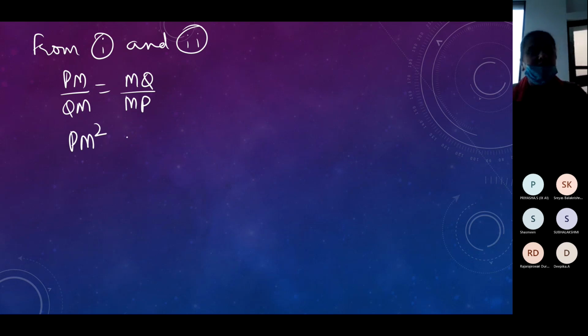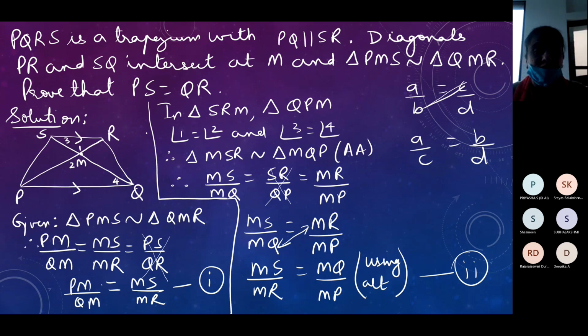PM square is equal to, now what is it that we'll have to prove? I forgot that. PS is equal to RQ. That means you should prove it's an isosceles trapezium. You will have to prove that PS is equal to QR, that the non-parallel sides are equal, meaning you'll have to say that it's an isosceles trapezium.